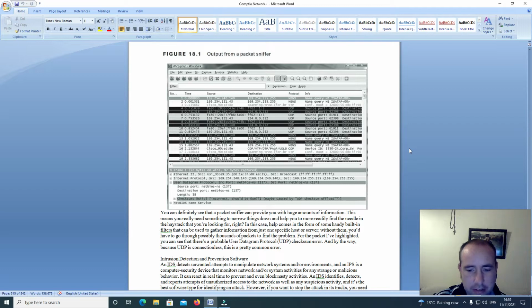In this case, help comes in the form of some handy built-in filters that can be used to gather information from just one specific host or server. Without them, you'd have to go through possibly thousands of packets to find the problem. For the packet I've highlighted, you can see there's a probable User Datagram Protocol (UDP) checksum error. And by the way, because UDP is connectionless, this is a pretty common error.